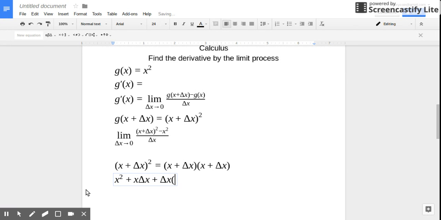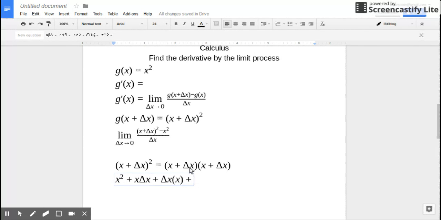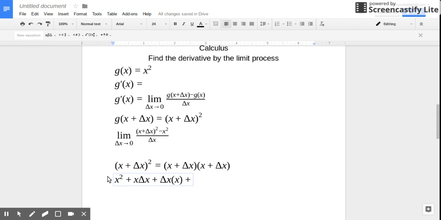I'm going to go ahead and just put a parentheses around that because that looks kind of funny, putting that x and then that other x next to it. And then plus the last term, which is delta x times delta x. So delta x times delta x. That doesn't look too bad there. Now we can go ahead and simplify this.